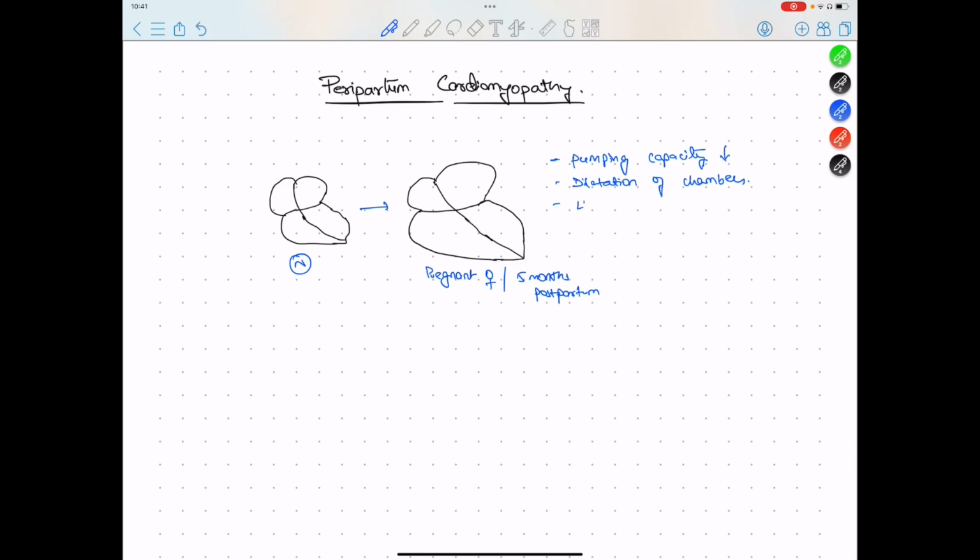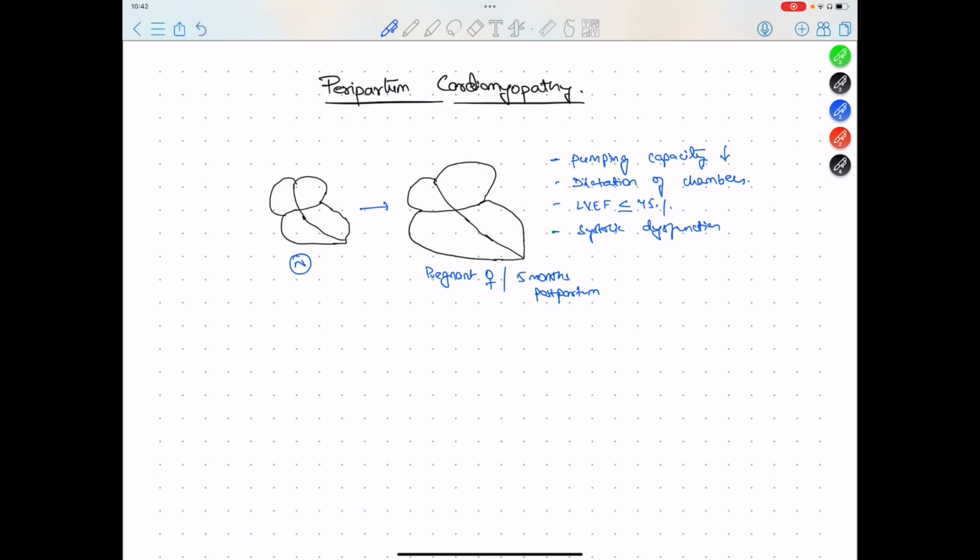So obviously the ejection fraction will decrease to less than 45%. Normal ejection fraction is more than or equal to 50, above 50%. So here the ejection fraction has decreased. As you can see, the size of the heart has increased and the ejection fraction has decreased. Because of the dilatation of the chambers, the pumping capacity has decreased. That is nothing but systolic dysfunction, right? Understood?